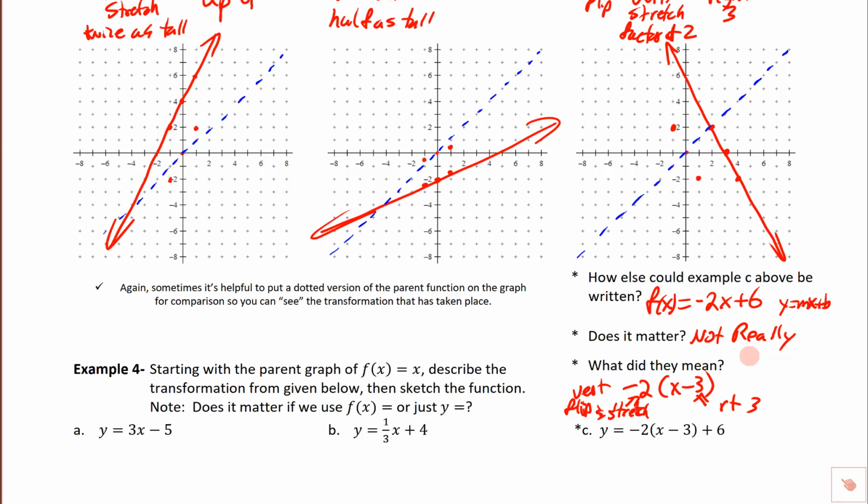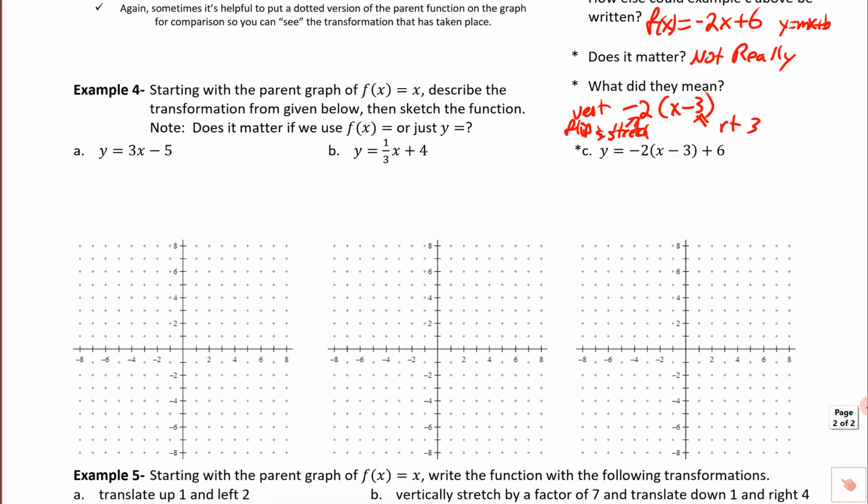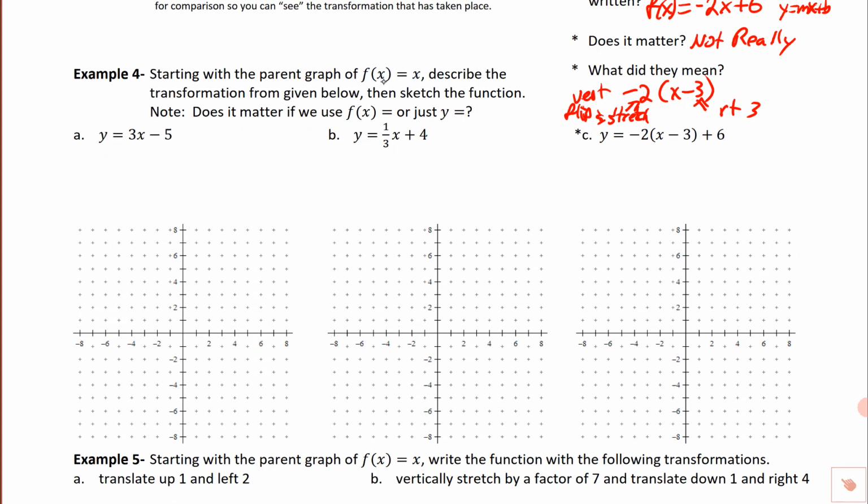Now, before we do the next couple, I'd like you to take a look here. Most of the time, when you're getting a sense for what's going on, it's really helpful to put the dotted version of the original one on there. You can start to see how these transformations take place and how they change the original shape. So we're going to come down to the bottom of the page here. It says, starting with the parent graph of f of x, describe the transformation that's given below and then sketch the function. Doesn't matter if we use f of x or just plain old y. You'll notice we've changed from function notation to just y equals, and it really doesn't make any difference. Remember, those are the same thing.